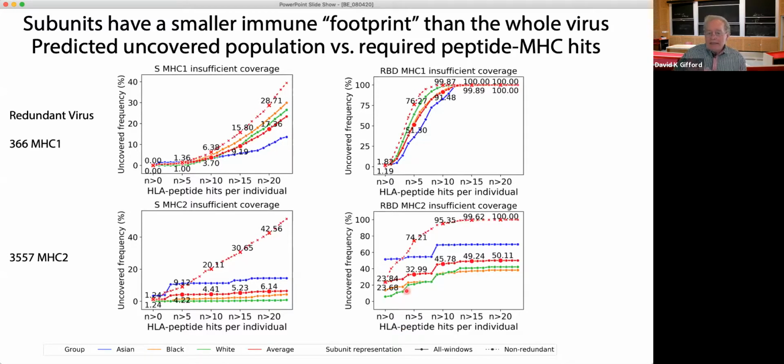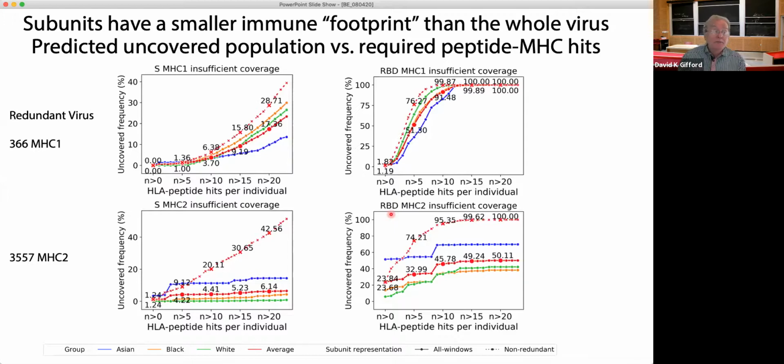Now, the exact relationship between how many hits are presented in an individual and how effective a vaccine is yet to be determined. However, if you have a small number of, say, MHC class 2 hits presented in an individual, for example, 0, that would tend to suggest that the immune system is not going to be able to see the virus when it actually is presented.